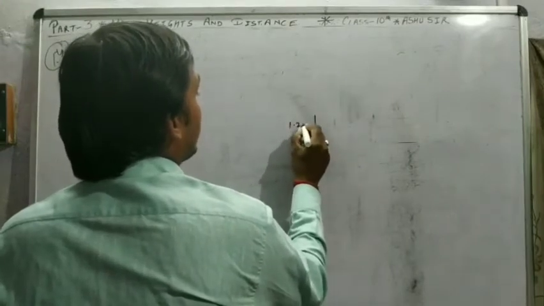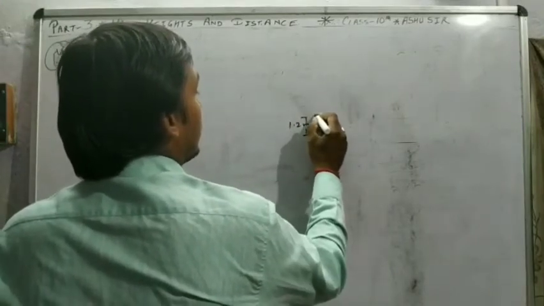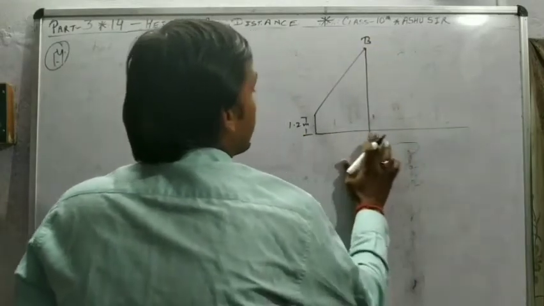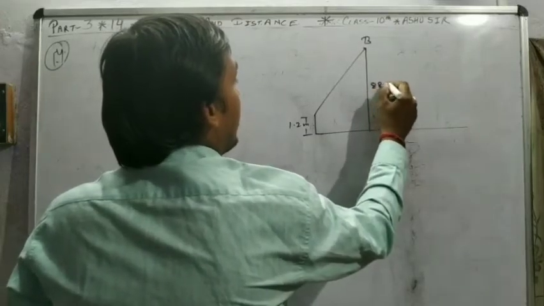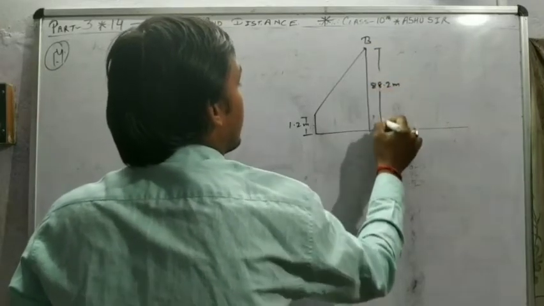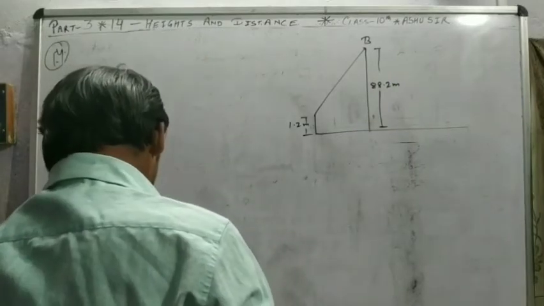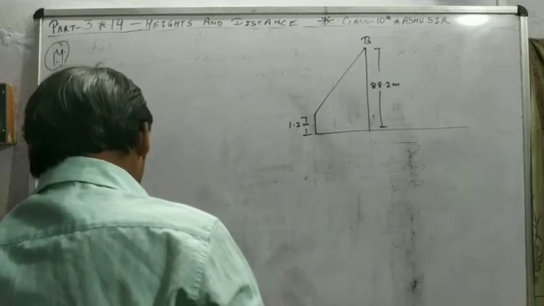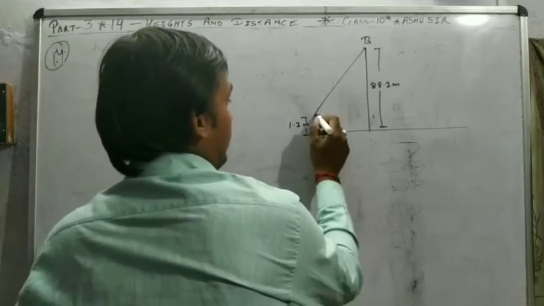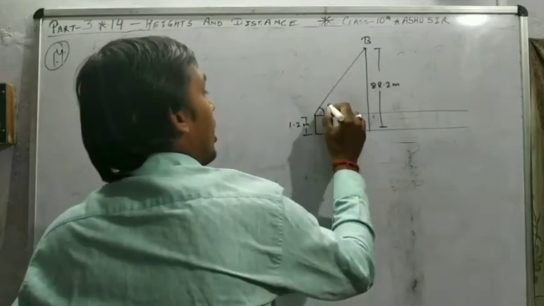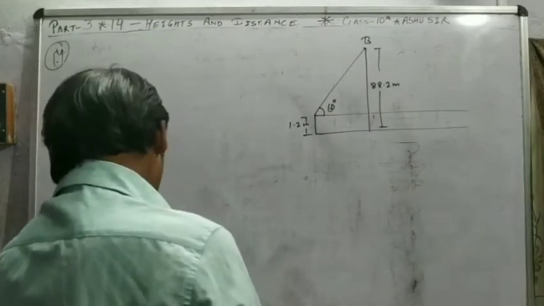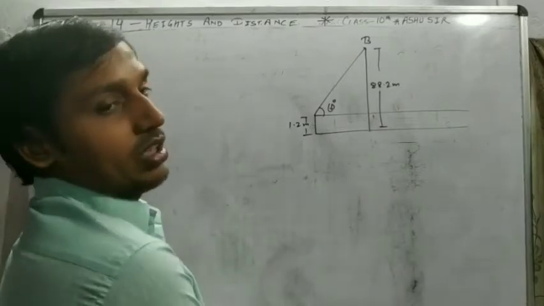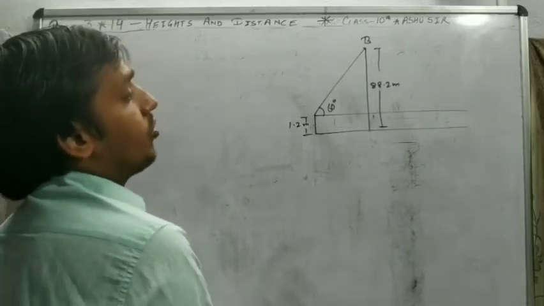of 1.2 meter height spots a balloon, the height of the balloon is 88.2 meter. At an instant of time, the angle of elevation is 60 degree. So from the eyes, we draw a parallel line, make an angle 60 degree, and the balloon is moving in a horizontal line at the height of 88.2 meter. Means the height of the balloon is always the same.